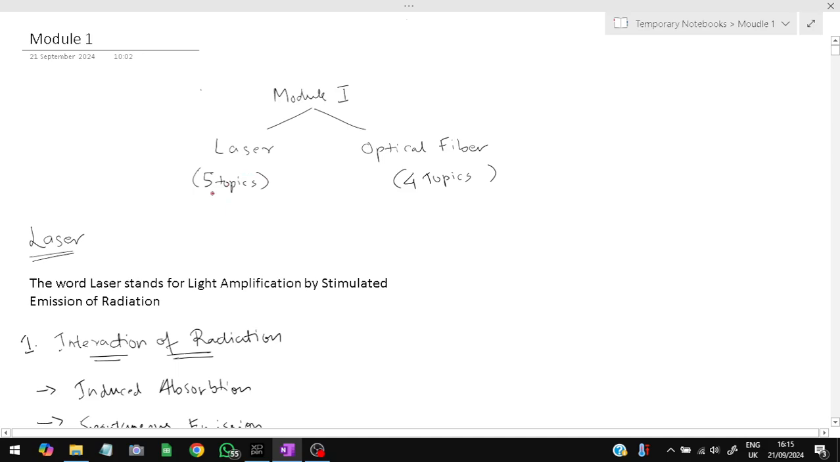There are 5 topics which you need to know from the exam point of view. So what is a laser? Laser stands for light amplification by stimulated emission of radiation. What's happening is we have a laser and the light is coming out of it. So what is this light? This light is nothing but photons.